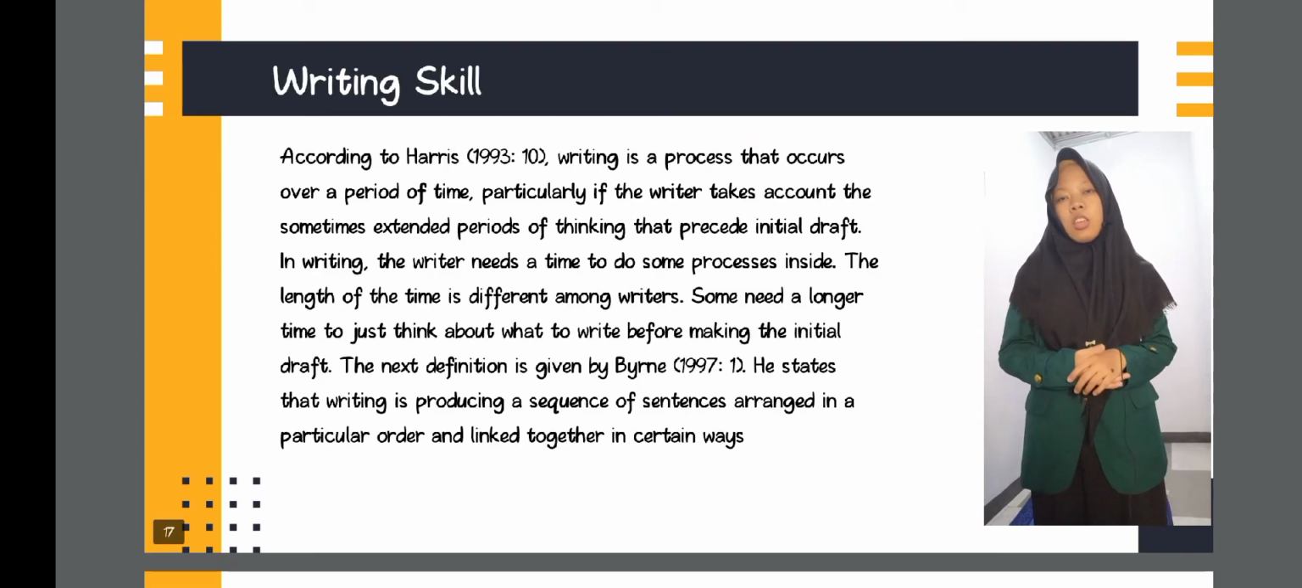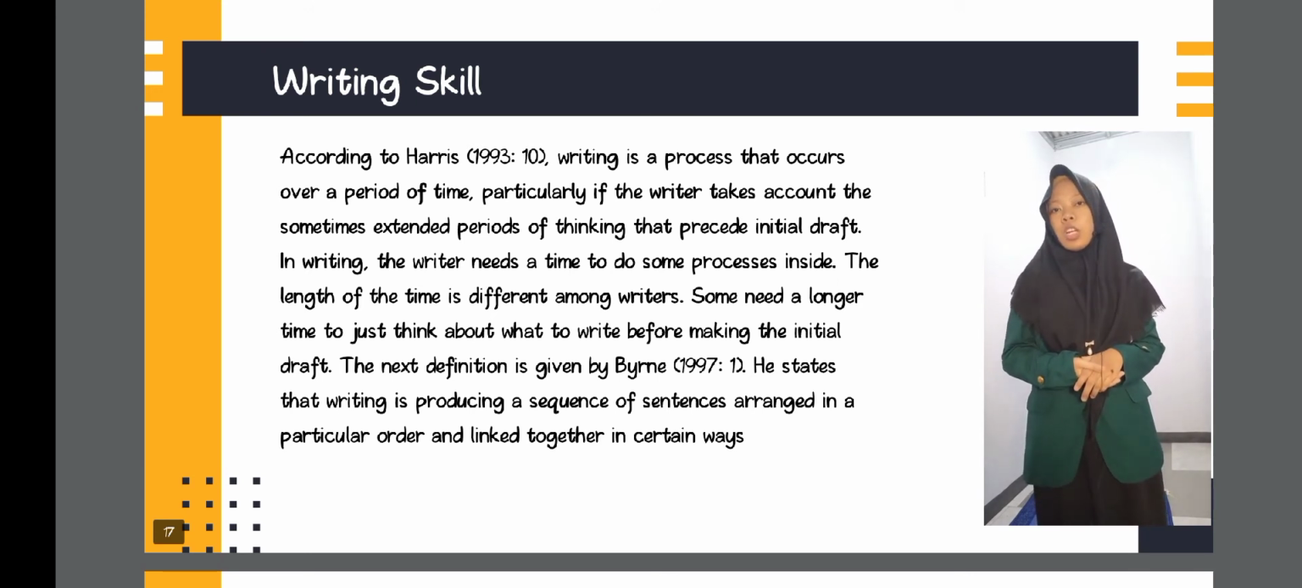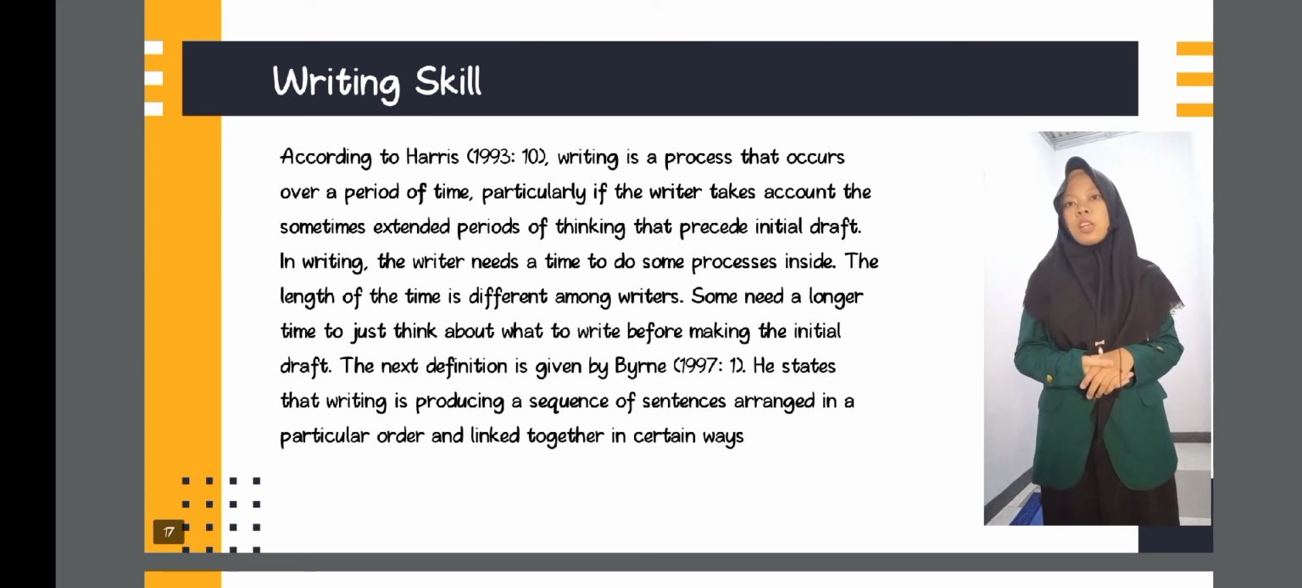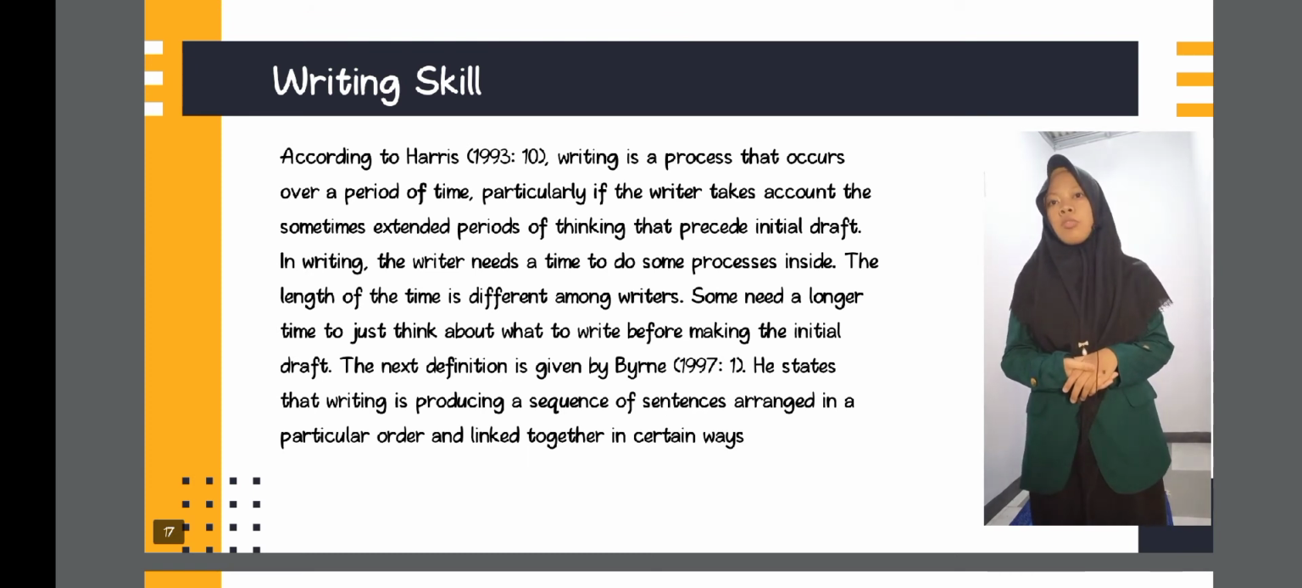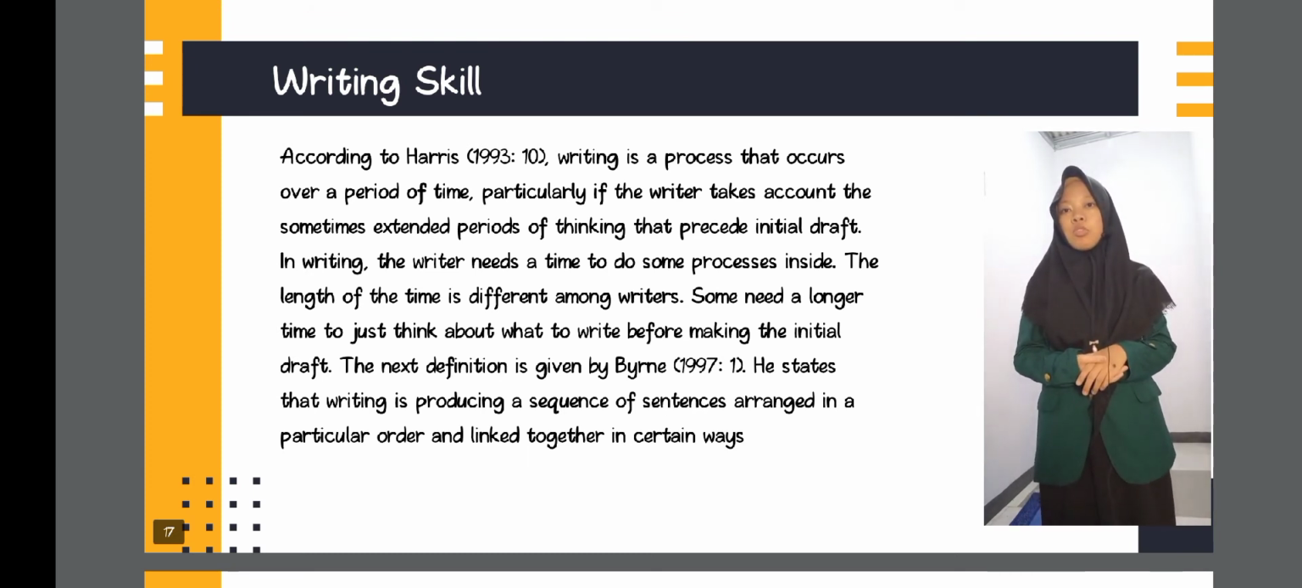Writing skill. According to Harris, writing is a process that occurs over a period of time, particularly if the writer takes into account the sometimes extended periods of thinking that precede the initial draft. In writing, the writer needs time to do something inside the process. Some need a longer time. And then the next definition is given by Brain. He states that writing is producing a sequence of sentences arranged in a particular order and linked together in a certain way.